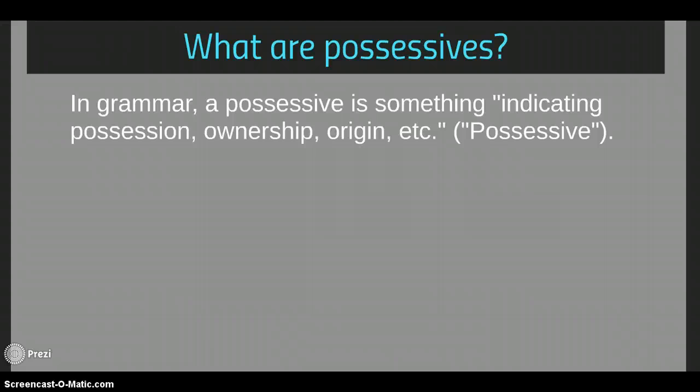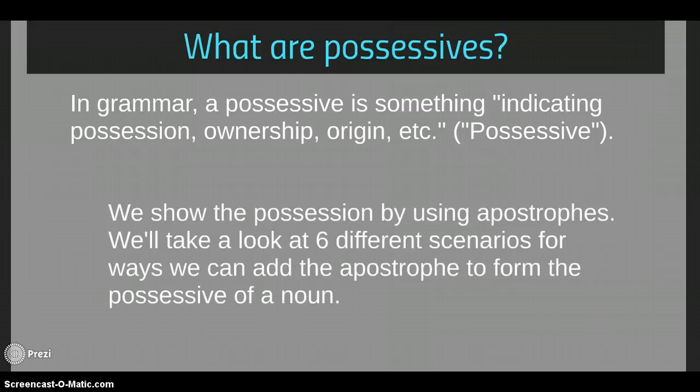So what are possessives, you might ask? Well, the dictionary tells us that in grammar, a possessive is something indicating possession, ownership, origin, etc. We show the possession by using apostrophes. Today we're going to take a look at 6 different scenarios for ways we can add the apostrophe to form the possessive of a noun.